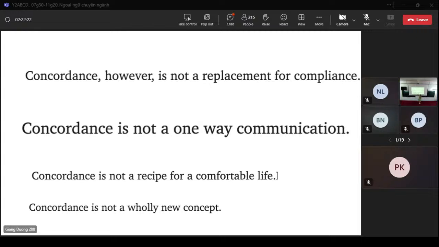So, now is a real challenge because there are more and more rich people. They require more from medical services. They need the compliance.